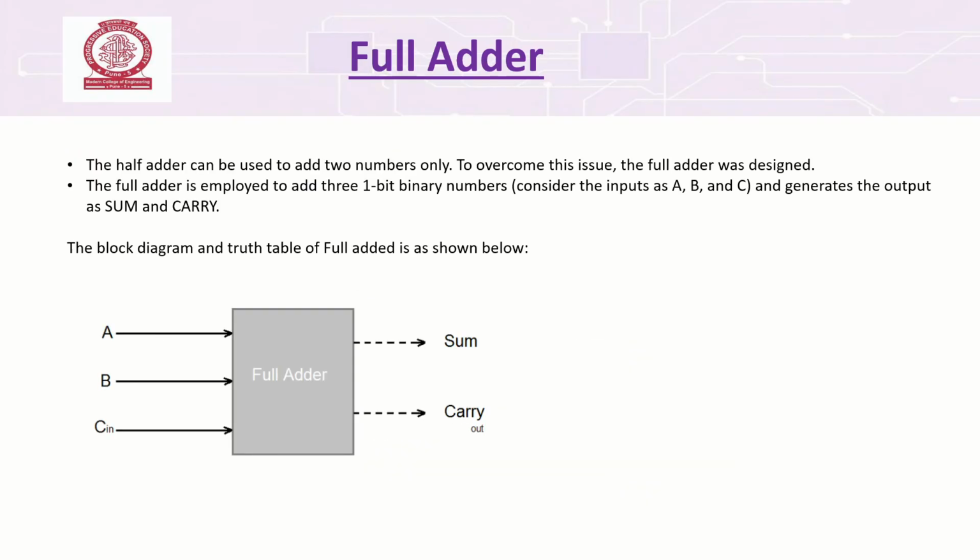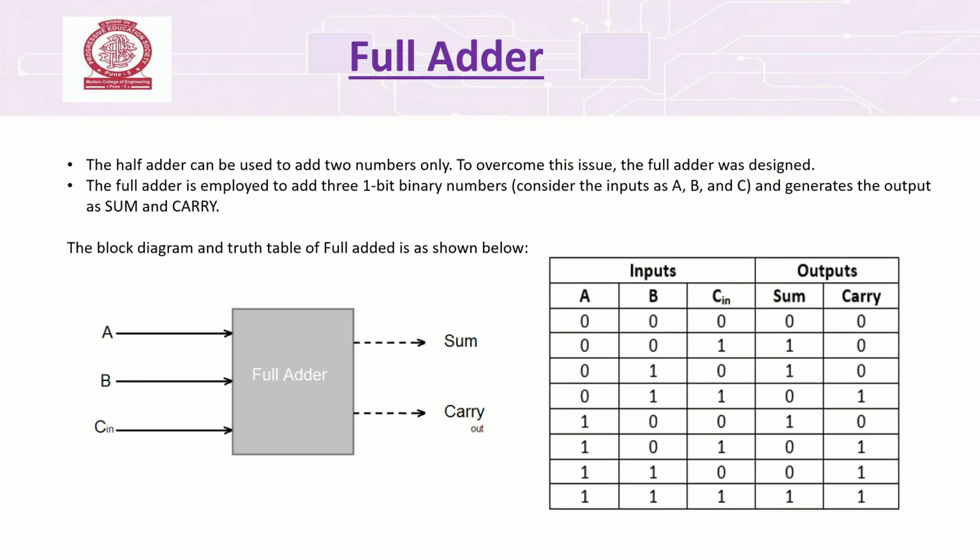Next is our full adder. Half adder can be used to add two numbers only. To overcome this issue, the full adder was designed. The full adder is employed to add three 1-bit binary numbers A, B, and C in, and generate the output as sum and carry. This is the block diagram of it. And next comes our truth table.